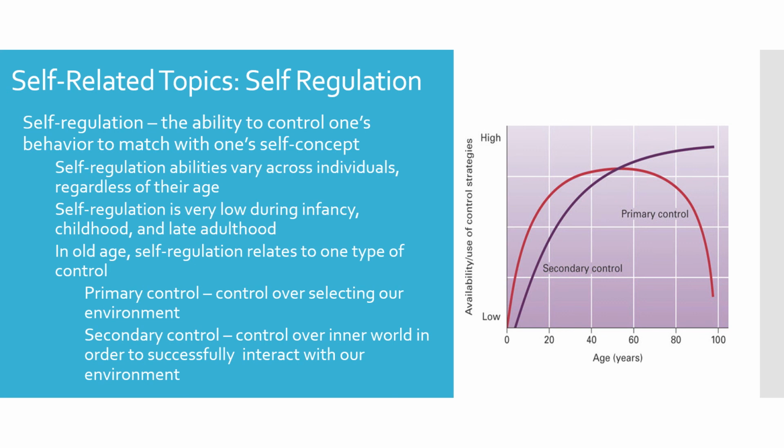But once we get about there, what we tend to see is that as people lose their physical and mental capacities, there's a big dip in the primary control that we have. And we think that this big dip in primary control, or self-regulation related to primary control, is maybe where we see the dip that we talked about earlier in self-esteem.